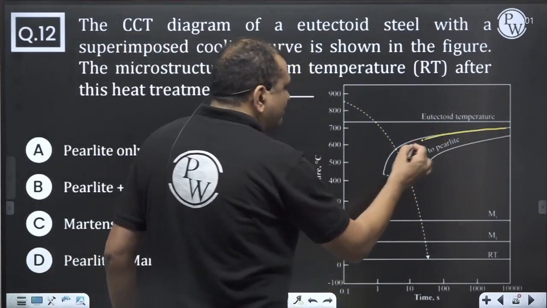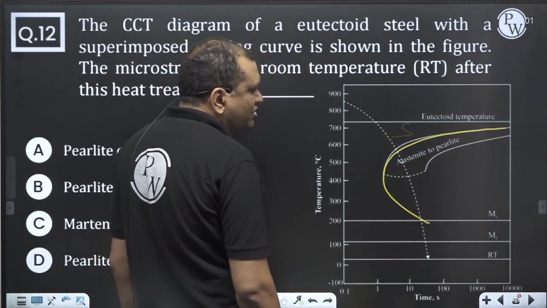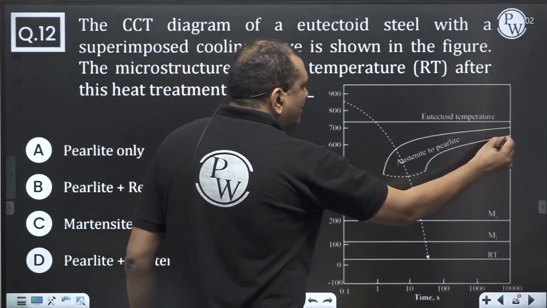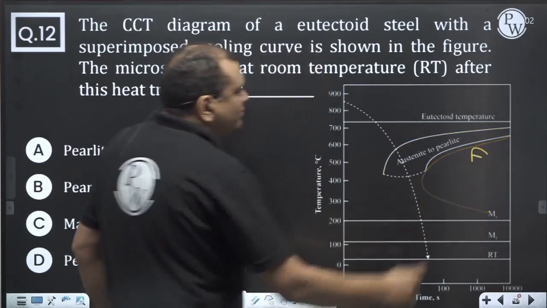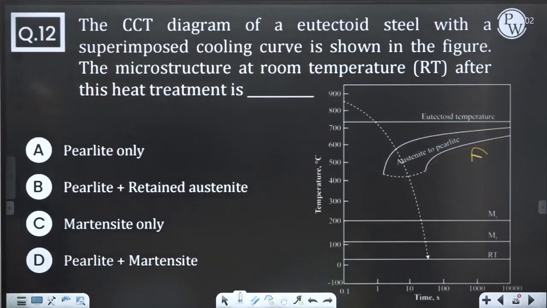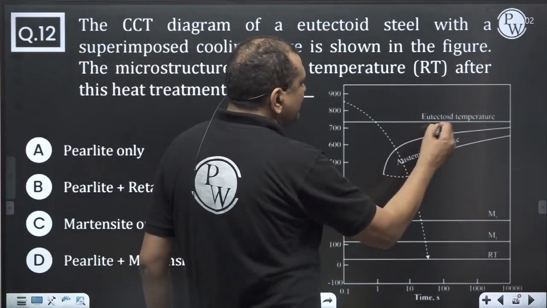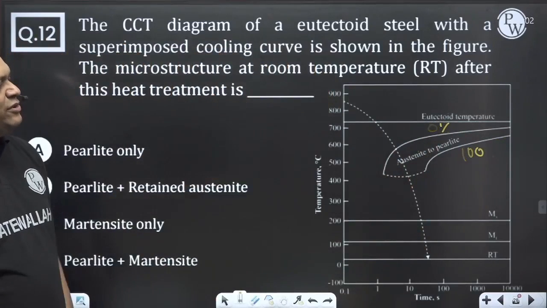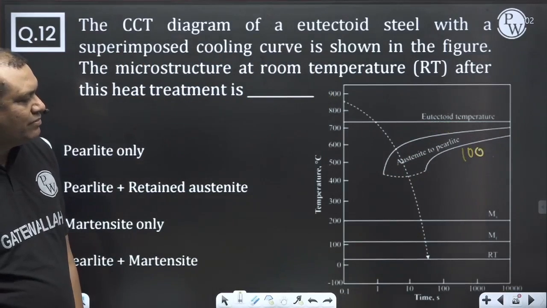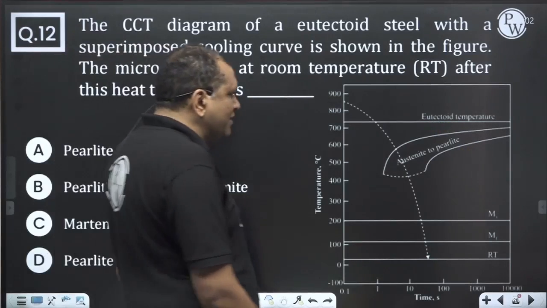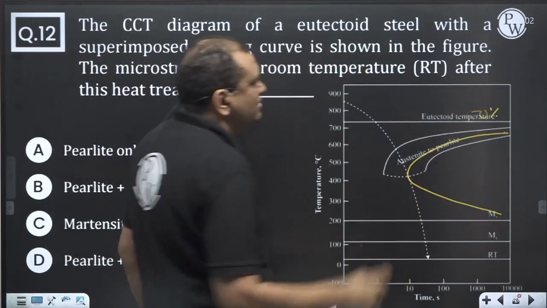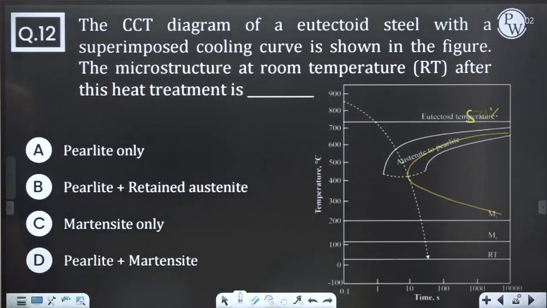This curve in the TTT diagram is the start of decomposition. This is the finish of decomposition. That is, this is 0% decomposition and this is 100% decomposition. So if I draw the 50% decomposition line, it will be like this. See?